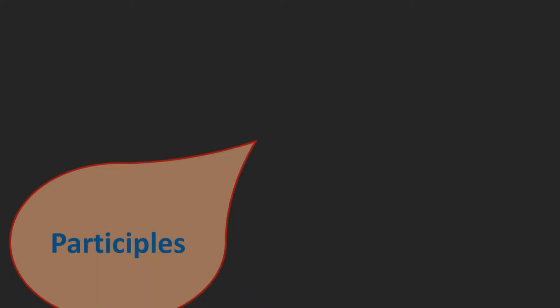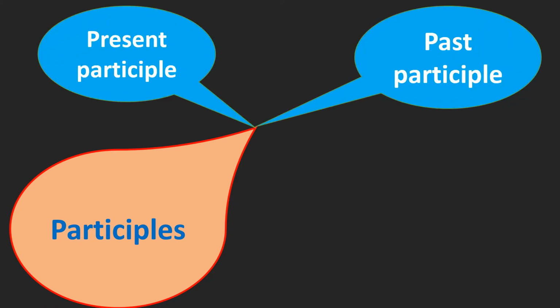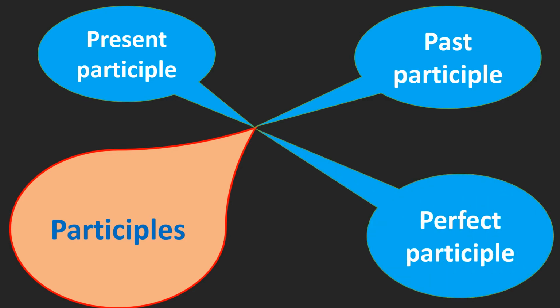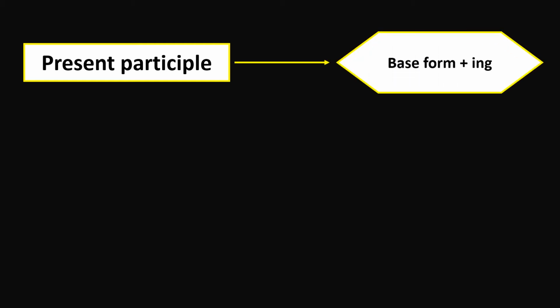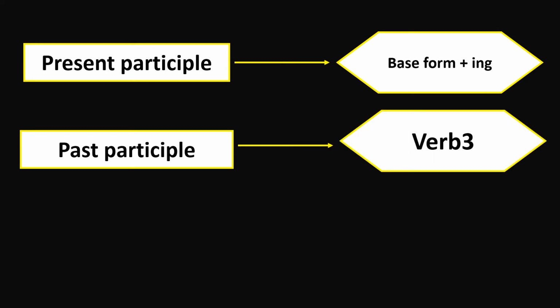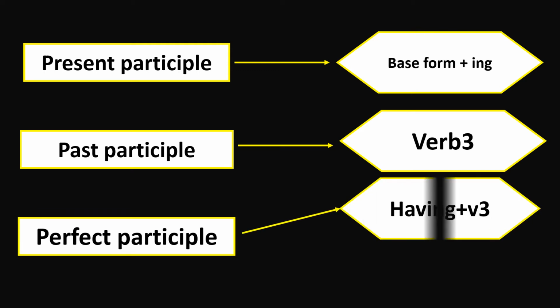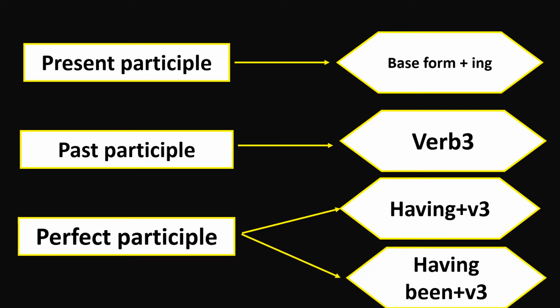Now see the participles. There are three kinds of participles: present participles, past participles, and perfect participles. As I said, the present participle's form is base form plus ing. Past participle's form is the third form of the verb, or verb 3. Perfect participle has two forms. The active form of perfect participle is having plus verb 3. The passive form of perfect participle is having been plus verb 3. These are the forms of different participles.